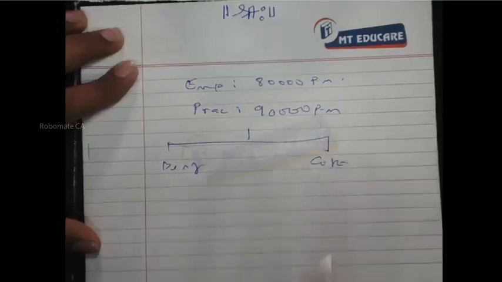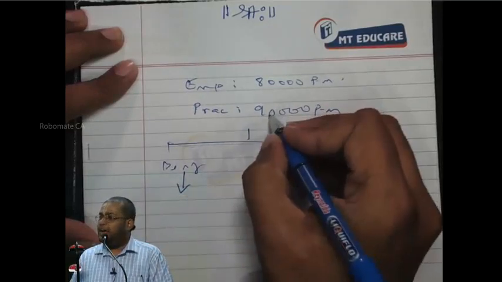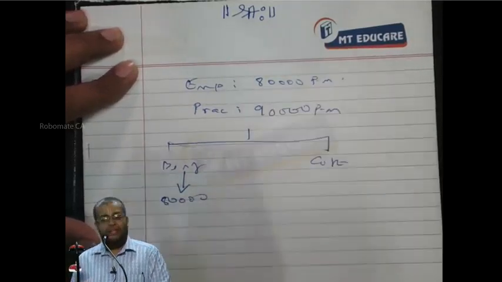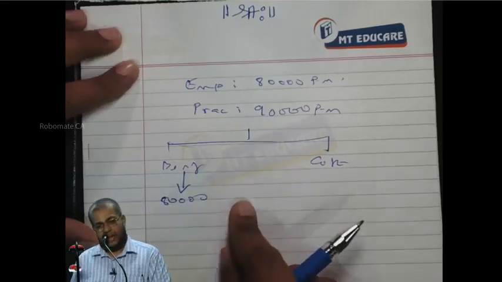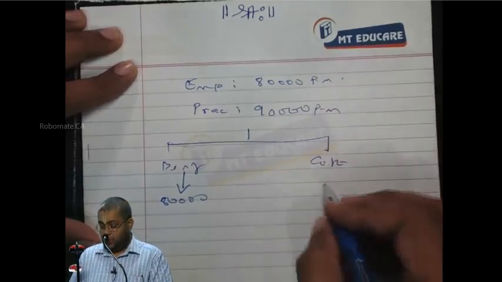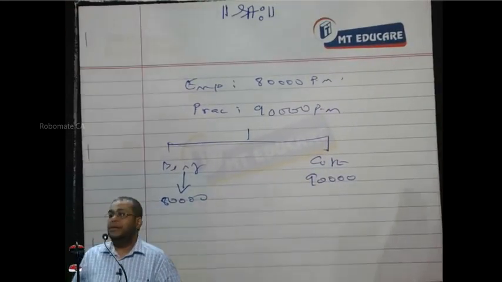No. Tell me. The decision is whether to join employment or not. Please tell me. There is a benefit of going for the employment and there is also a cost. Tell me, what is the benefit of joining the employment? I get the salary of how many rupees? 80,000. So the benefit of going for the employment is 80,000 salary. What is the cost of going for the employment? I lose 90,000 practice income. Isn't that correct?